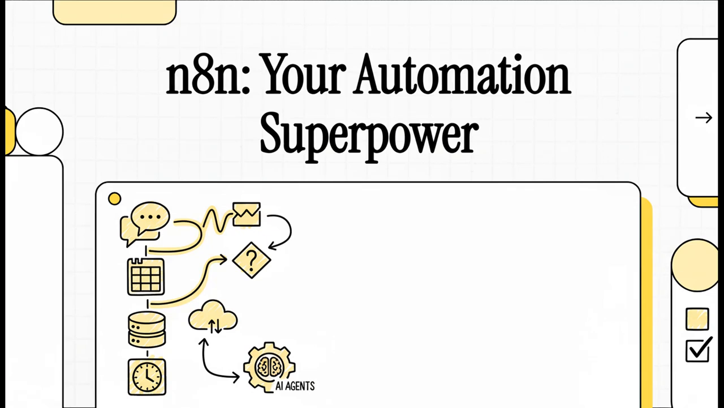All right, let's talk about a digital superpower. I'm talking about automation, and specifically a tool called n8n. But before we get into what it can do, we really need to understand the problem that it was built to solve, because it's a big one.